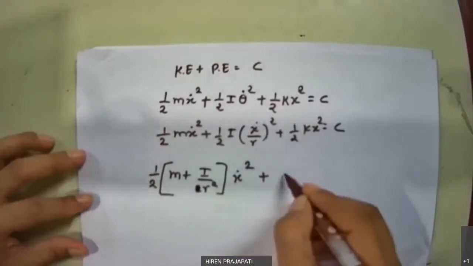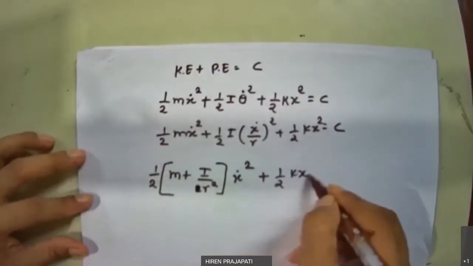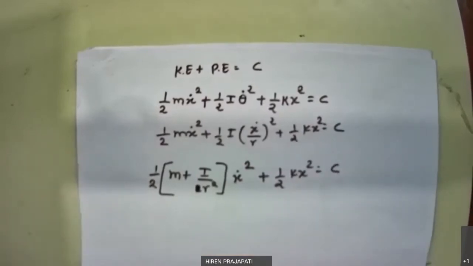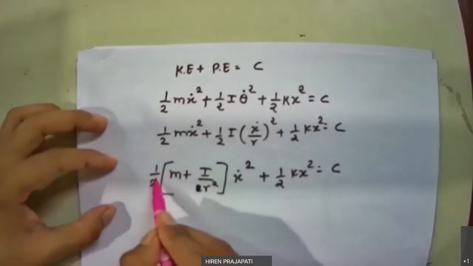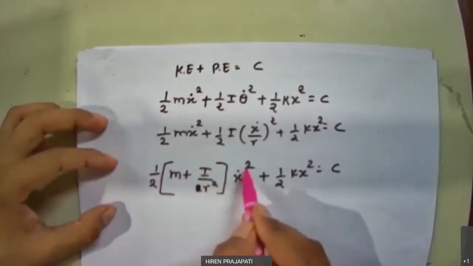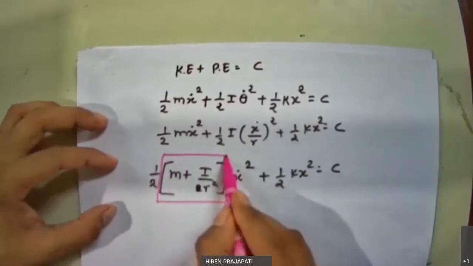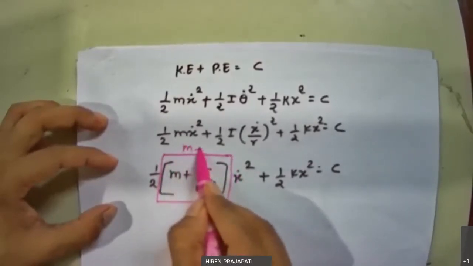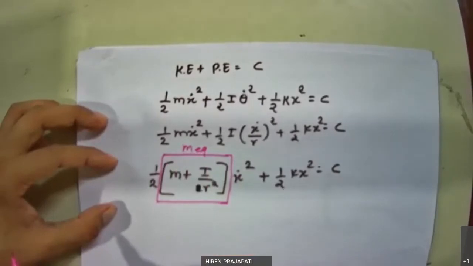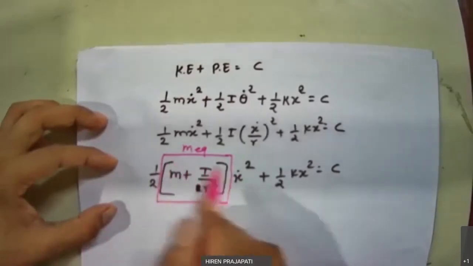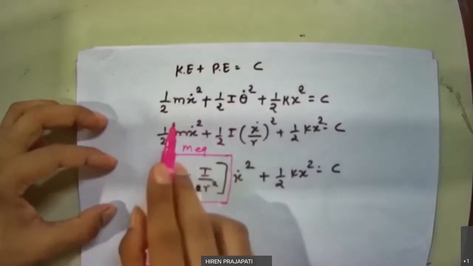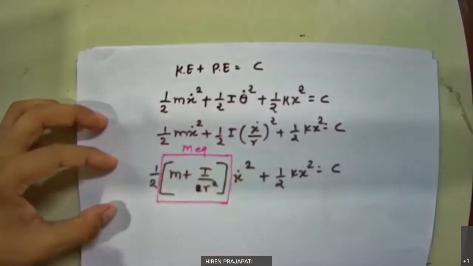Now plus 1 half k x square is equal to constant. This is as it is. Now if you look, please remember, this is 1 half m x dot square. So you can see this bracket is representing the equivalent mass of the entire system, the rotating mass as well as the linear mass, right?